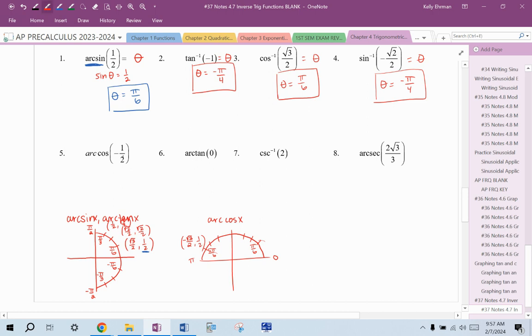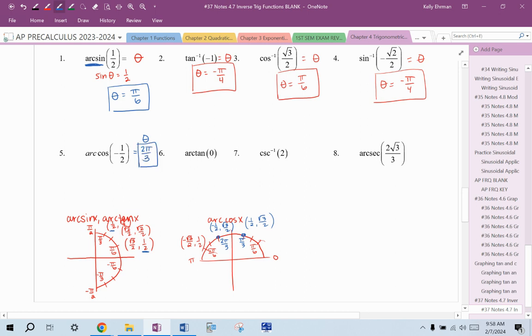Arc cosine of negative 1/2. So I can see that the x-coordinate is 1/2 at pi over 3, but I want negative 1/2. So that means I must be in the pi over 3 angle that's over here, which is 2 pi over 3, because that's where the coordinate is negative 1/2 for the x-coordinate. So the answer for this one, the angle that we're looking for, is 2 pi over 3.